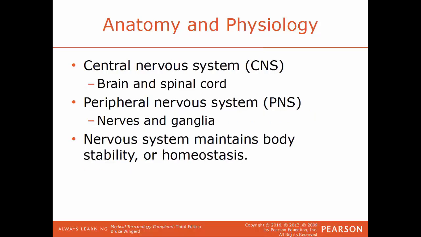There are two major divisions of the nervous system. You have the central nervous system and the peripheral nervous system. The central nervous system is just the brain and the spinal cord. Everything else in the nervous system that's not the brain or the spinal cord is a part of the peripheral nervous system. So all the cell bodies, all the nerves, all those fall under the general term of the peripheral nervous system. And the nervous system maintains your body's stability or your homeostasis.